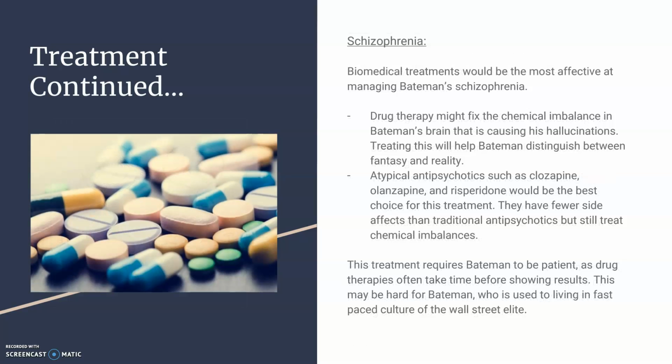When treating schizophrenia, you want to consider biomedical treatments. These drugs can help fix the chemical imbalance in his brain. This can help him distinguish fantasy and reality, and once those two are differentiated and he knows the reality, it may be easier to replace those homicidal behaviors and help the therapist out. This requires Bateman to be patient, however, because drug therapies can take time before showing results. This may be hard for Bateman because he's used to living in the fast-paced culture of the Wall Street elite.